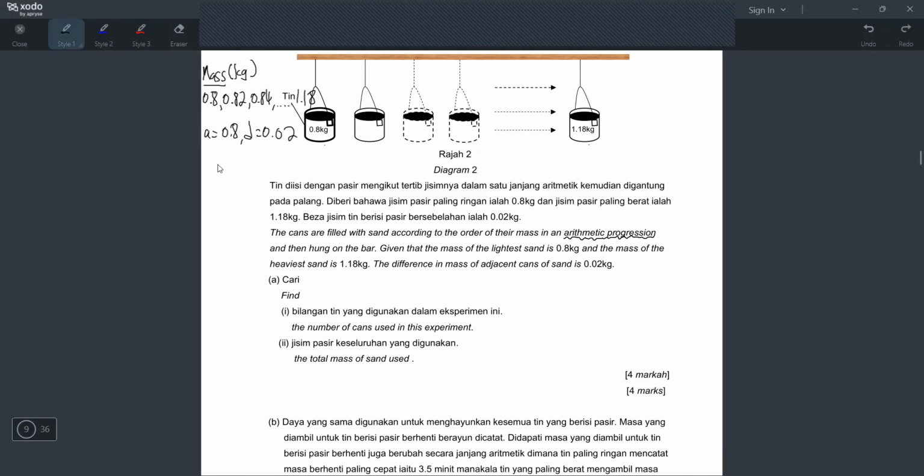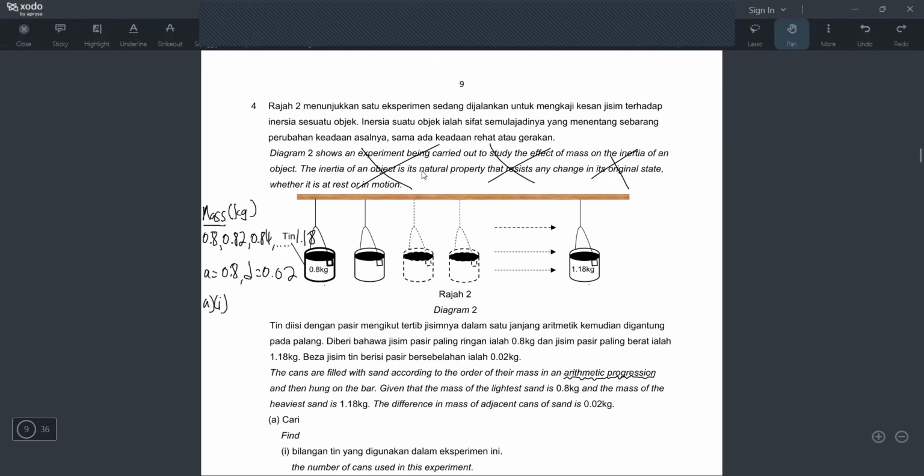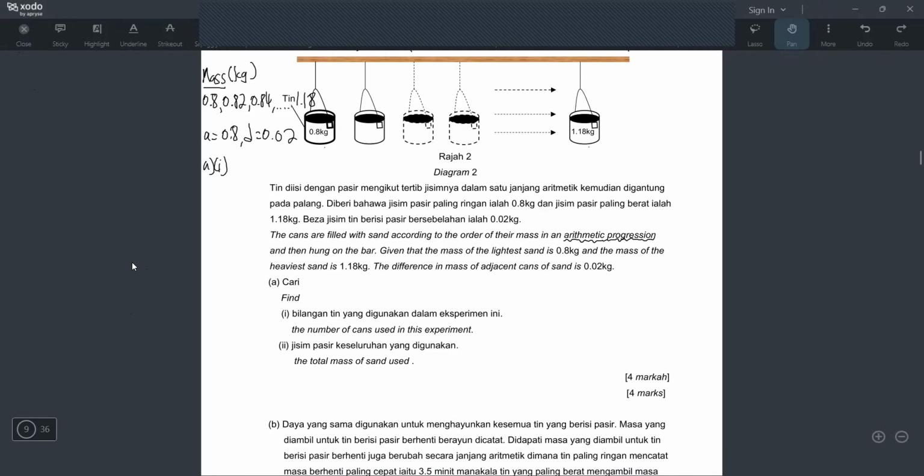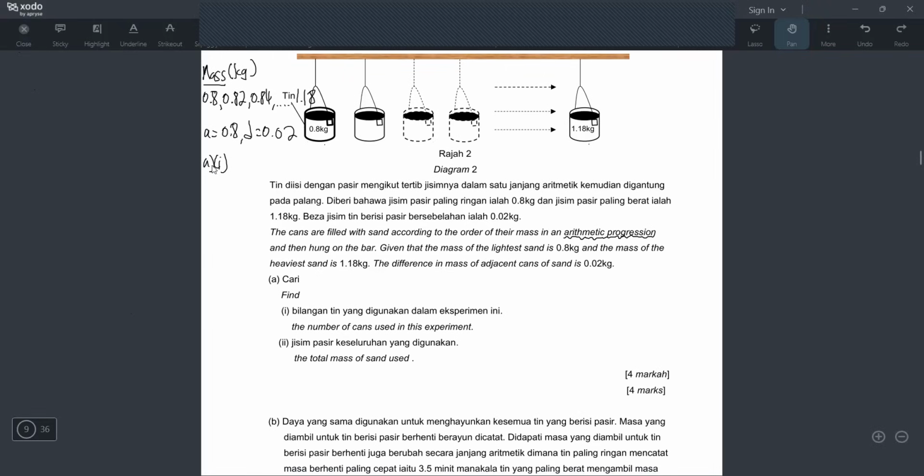Now I can start to do question A1, right? Question A1 says, find the number of cans used in this experiment. Can you see, these are all just distraction. I told you, right? You don't even have to understand what this is, like when we are doing Addmaths. Even though they try to make the story seem difficult, what is important is they will not change the concept. They will always come back to this, right?